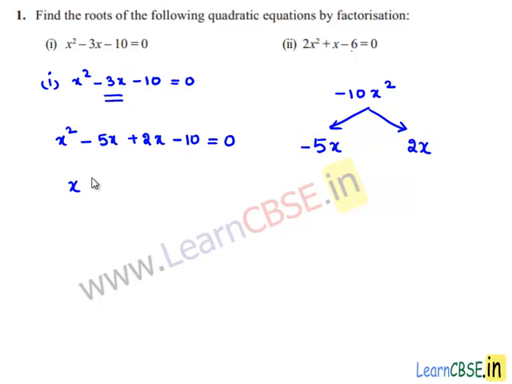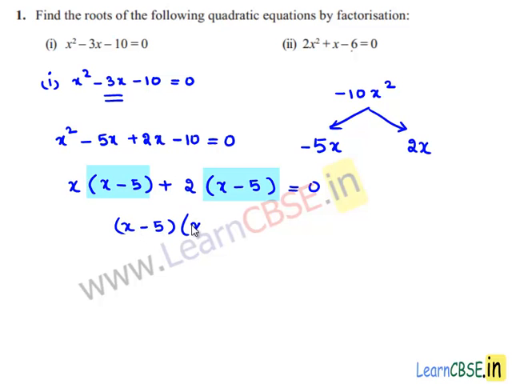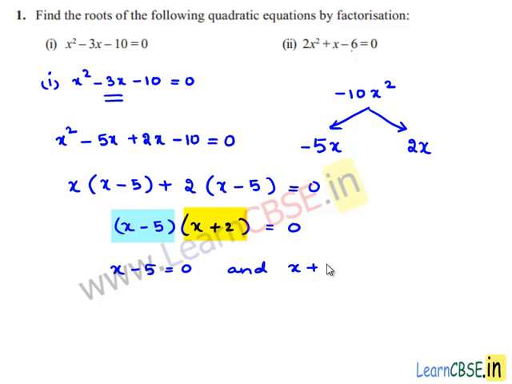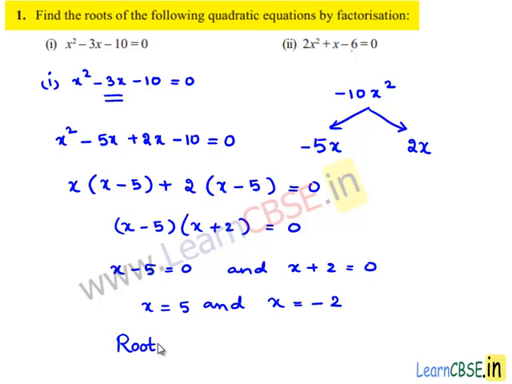X can be taken as common. X times of x minus 5, plus 2 can be taken as common, 2 times of x minus 5 is equal to 0. Now x minus 5 can be taken as common and we'll be getting x plus 2. This is equal to 0. We can write x minus 5 is equal to 0 and x plus 2 is equal to 0. X is equal to 5 and x is equal to minus 2. Therefore, the required roots of the given quadratic equation are 5 and minus 2.